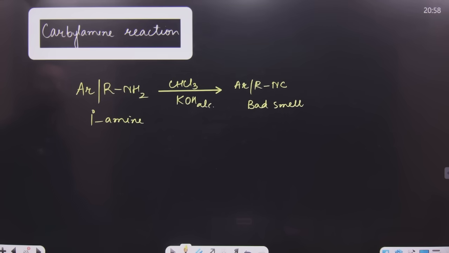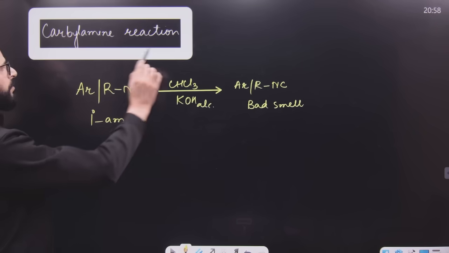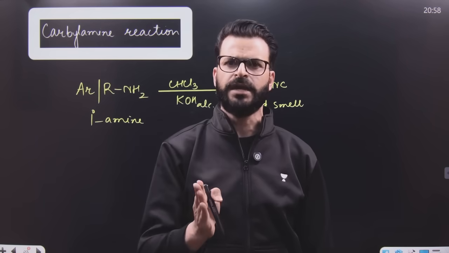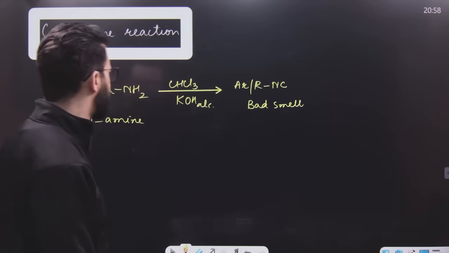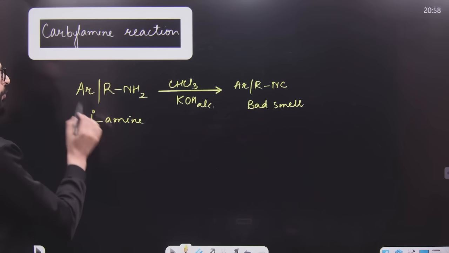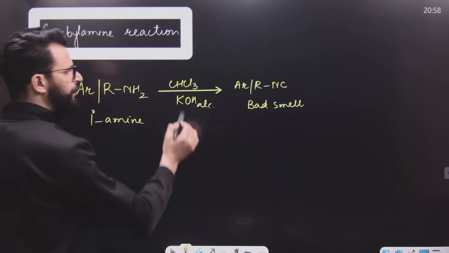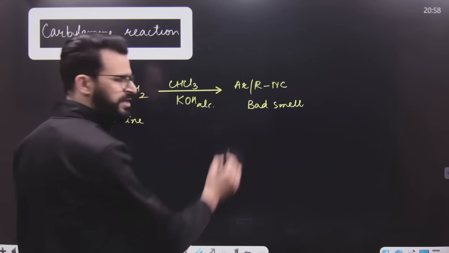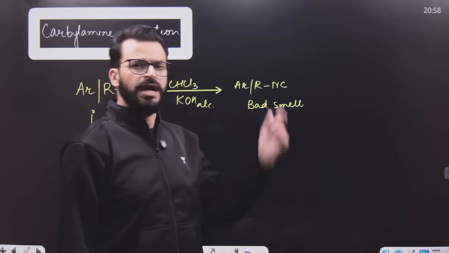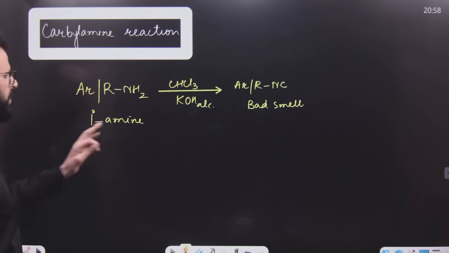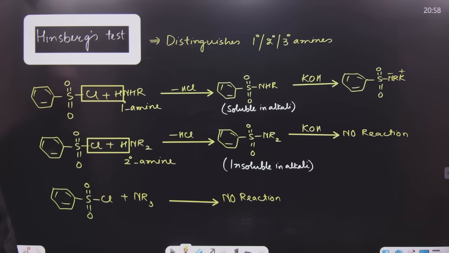After that, we have another reaction that is known as carbylamine reaction. This can also be used as a test to distinguish primary amine from the rest of the amines. This is shown only and only by aromatic as well as aliphatic primary amine when they are treated with chloroform and KOH. They result in the formation of alkyl or aryl isocyanide. This has a bad smell. Because of that bad smell, we can distinguish primary amine from the rest of the amines or the rest of the compounds.